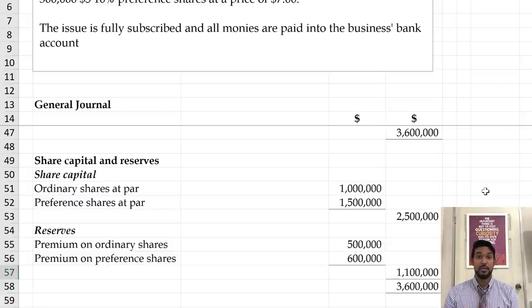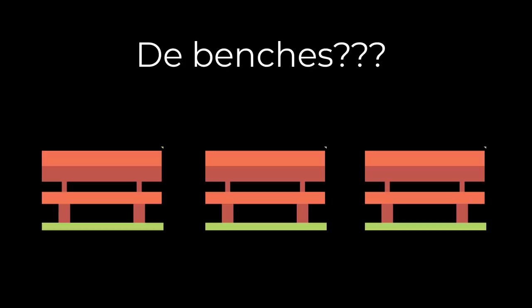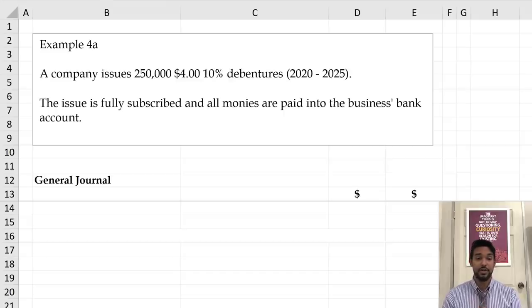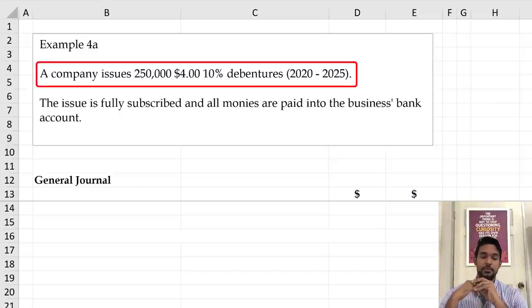Okay, so now let's take a look at debentures. All right, so let's take a read. So example 4A reads, a company issues $250,000, $4, 10% debentures, 2020 to 2025.